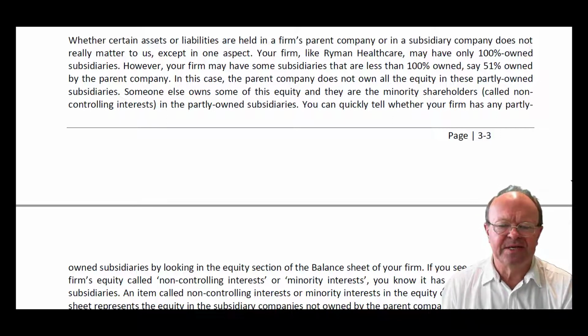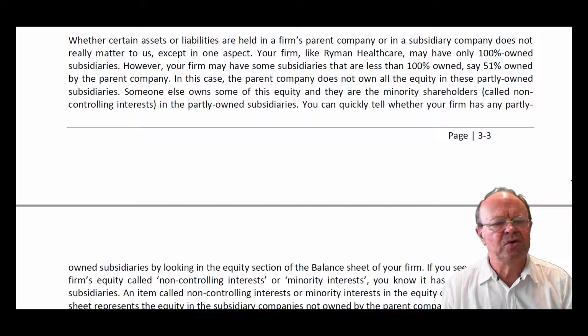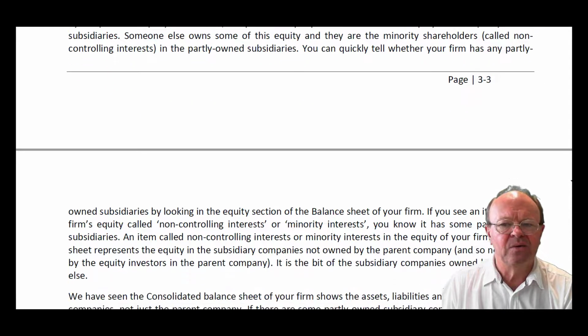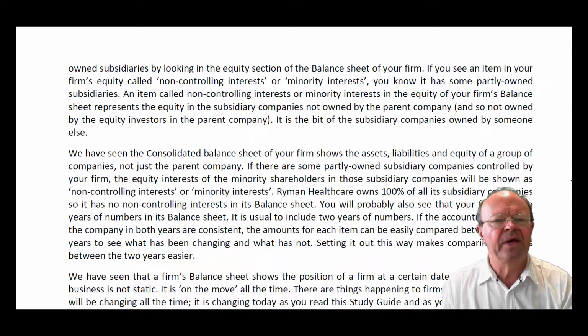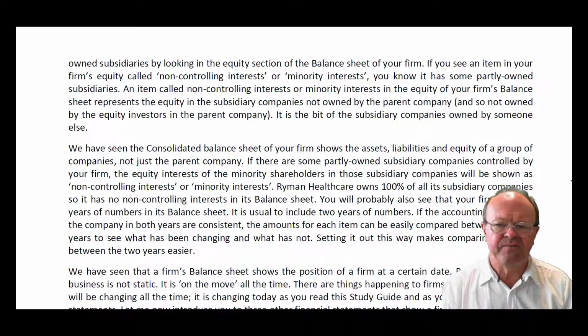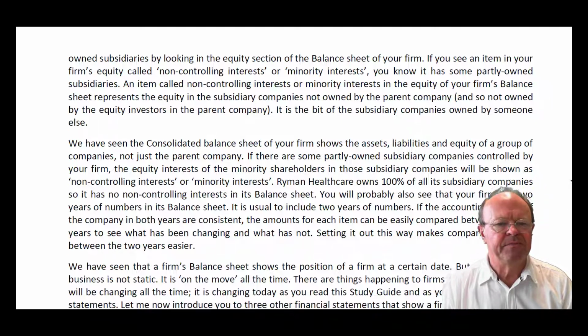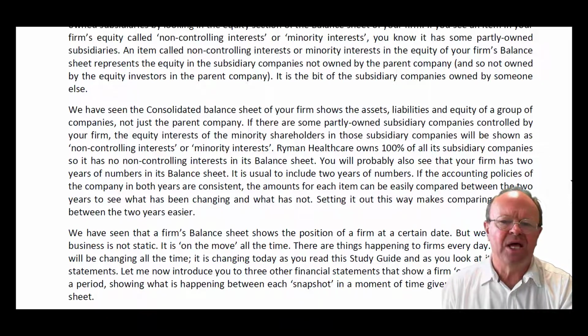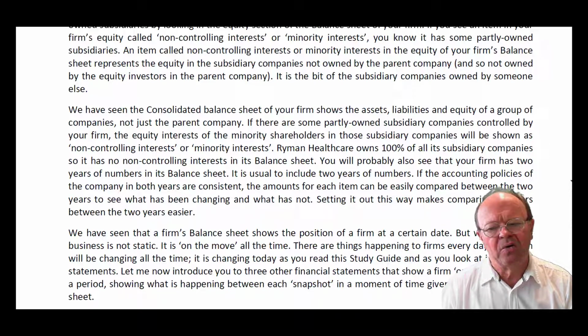Someone else owns some of this equity, and they are the minority shareholders, called non-controlling interests, in the partly owned subsidiaries. You can quickly tell whether your firm has any partly owned subsidiaries by looking in the equity section of the balance sheet of your firm. If you see an item in your firm's equity called non-controlling interests or minority interests, you know it has some partly owned subsidiaries. An item called non-controlling interests or minority interests in the equity of your firm's balance sheet represents the equity in the subsidiary companies not owned by the parent company, and so not owned by the equity investors in the parent company. It is the bit of the subsidiary companies owned by someone else.